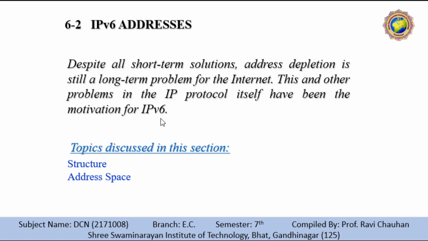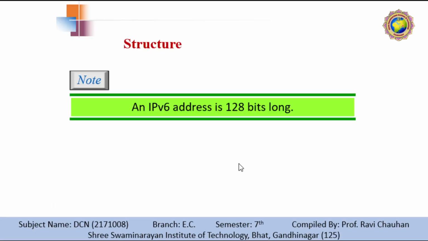In this section we compare the address space of IPv6 to IPv4. In a later chapter we discuss both protocols. So structure and address space will be discussed in this section. What is the structure of IPv6? An IPv6 address consists of 16 bytes or octets, 128 bits long. So our IPv6 address is 128 bits long.